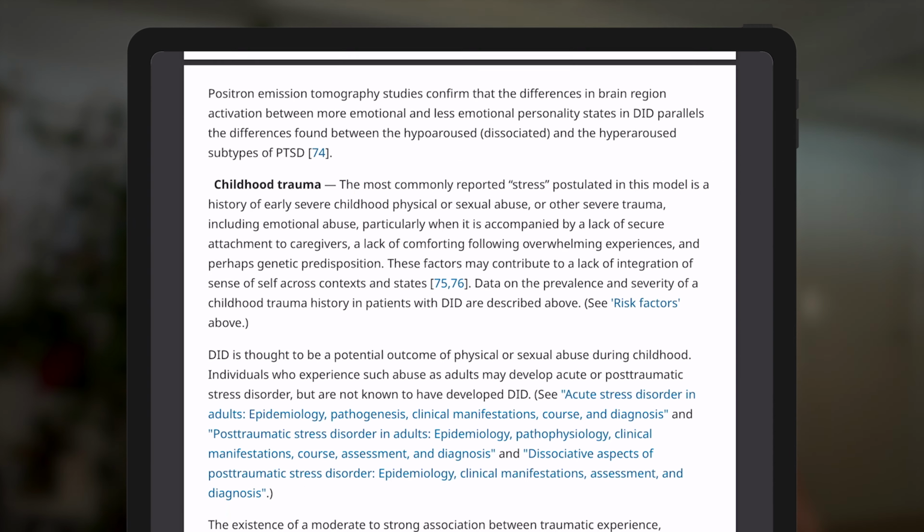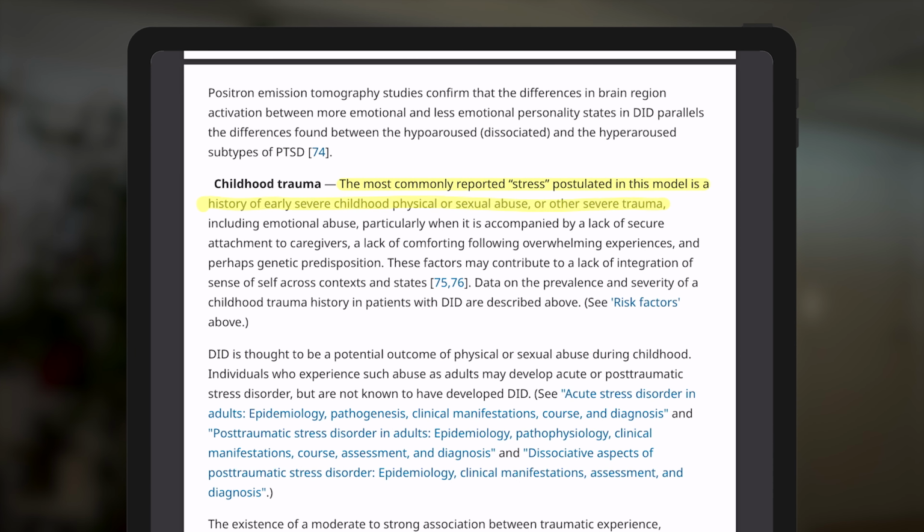That is very hard to untrain afterwards, because it's very hard to convince a child that they're safe after such a horrible thing. So very significant risk factors are, of course, childhood trauma. The most commonly reported stress postulated in the stress diathesis model is severe childhood physical or sexual abuse, as I said, but it can also be emotional or verbal abuse.